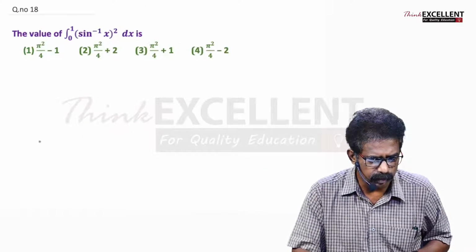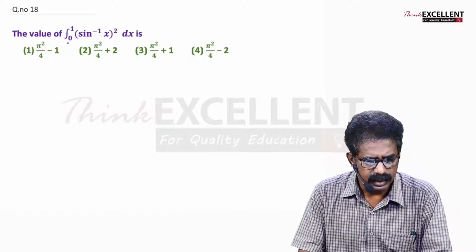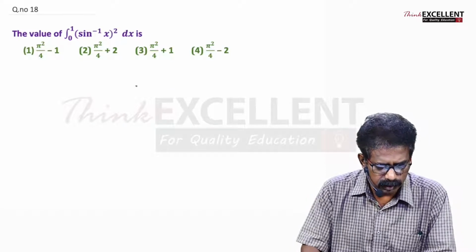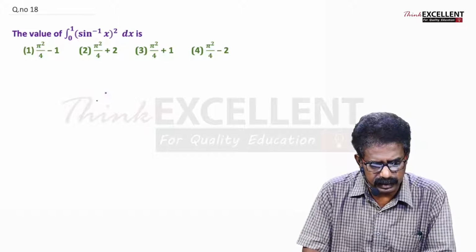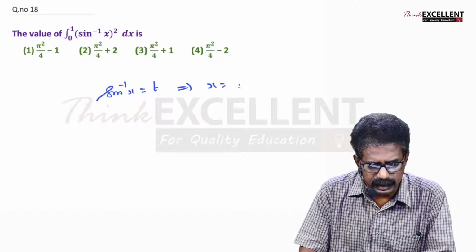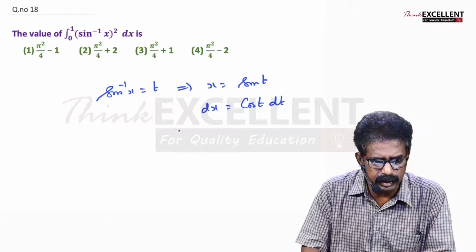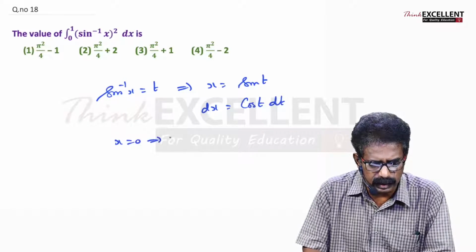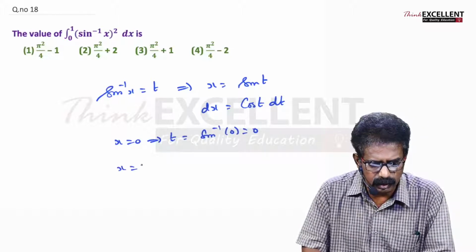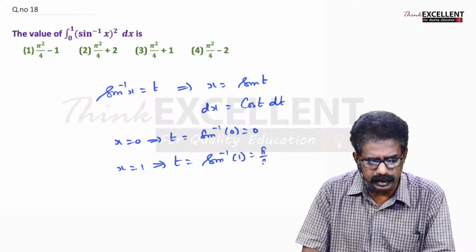Now let's move on to question number 18. Find the value of integral 0 to 1 of sin inverse x the whole square dx. So here the sin inverse x you take it as t. Then what is x? x is equal to sin t. Differentiate, dx is equal to the derivative of sin t, cos t dt. Limit you change: x equal to 0, so t equal to sin inverse 0. Sin inverse 0 is what? 0 only. Then x is equal to 1, t equal to sin inverse 1. Sin of which angle is 1? 90, pi by 2. Substitute everything.